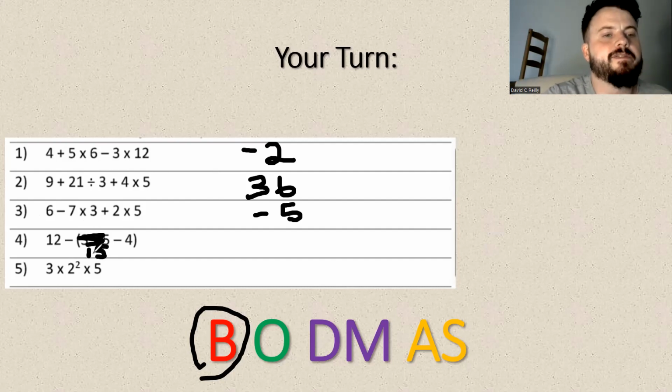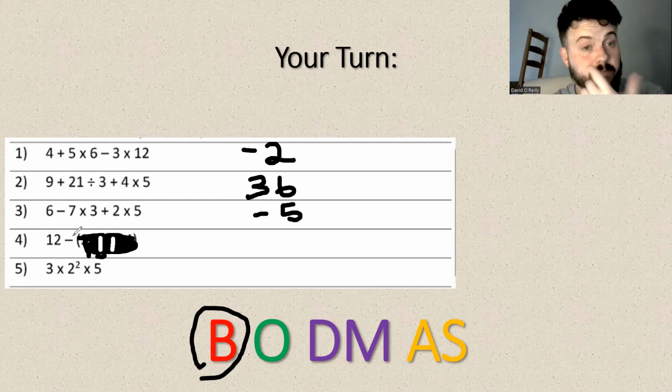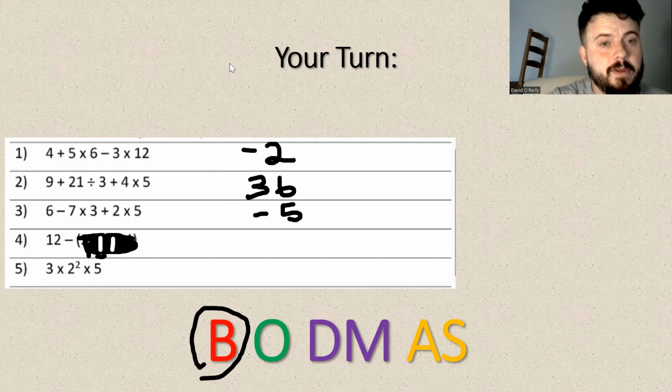And then I've got 15 subtract 4. It's still in the bracket. I haven't finished this bracket yet. I haven't finished all of the operations inside this bracket. So I need to keep going. 15 take away 4 is 11. And now I have done everything in the bracket. I'm just left with 12 subtract 11, which I know is 1.